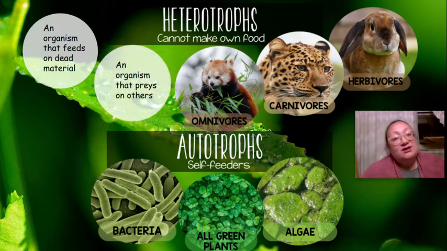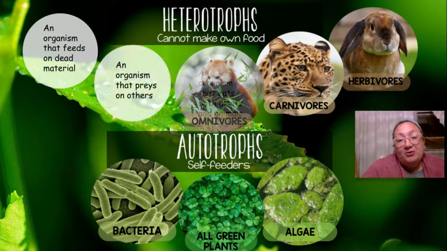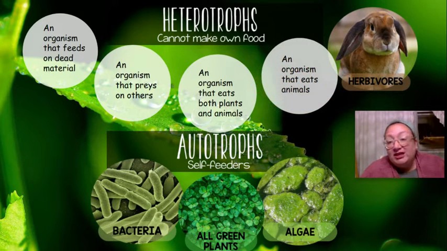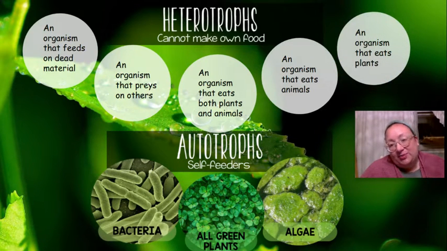Predators are organisms that prey on others. So the lion in The Lion King would be a lovely example of the predator. An omnivore is an organism that eats plants and animals. And a carnivore only eats meat. And this, my favorite little guy over here, this rabbit, is an herbivore. He's only going to eat plants. All right, so those are all included in the heterotrophs group. They cannot make their own food.